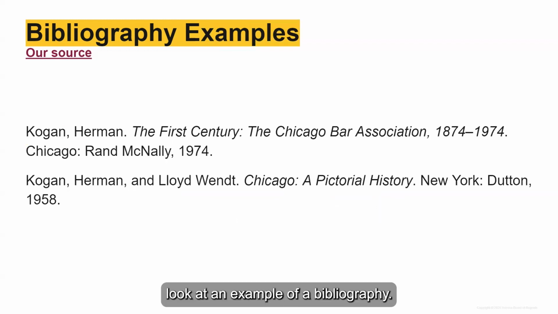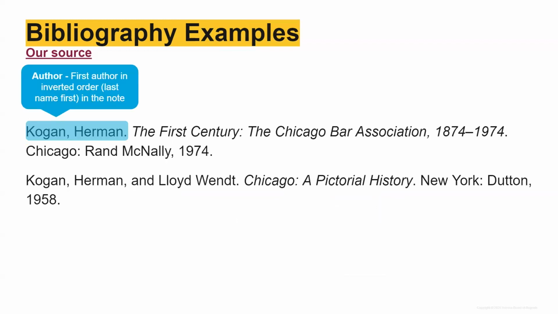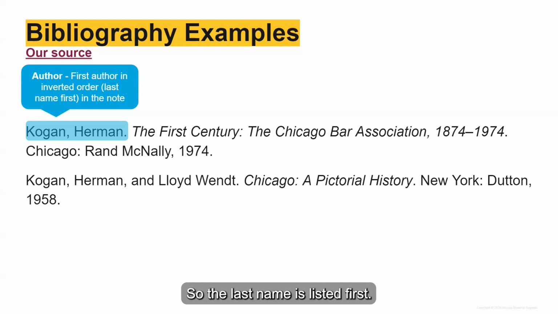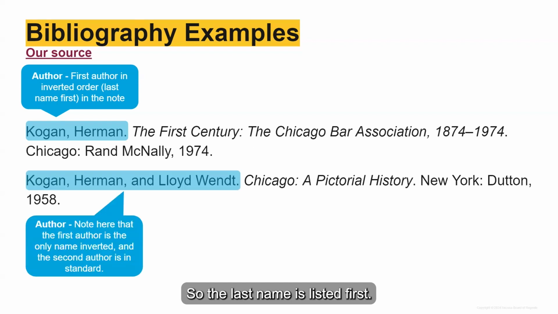Let's look at an example of a bibliography. So you can see here we have our author listed and it is inverted. So the last name is listed first. But then in our second bibliography entry, you will see that, again, the first author is listed in an inverted fashion. So their last name is first, but the second author is listed in standard. So they are first name first. This is the correct format for a bibliography. Again, it is so it can be alphabetized according to first author, last name.